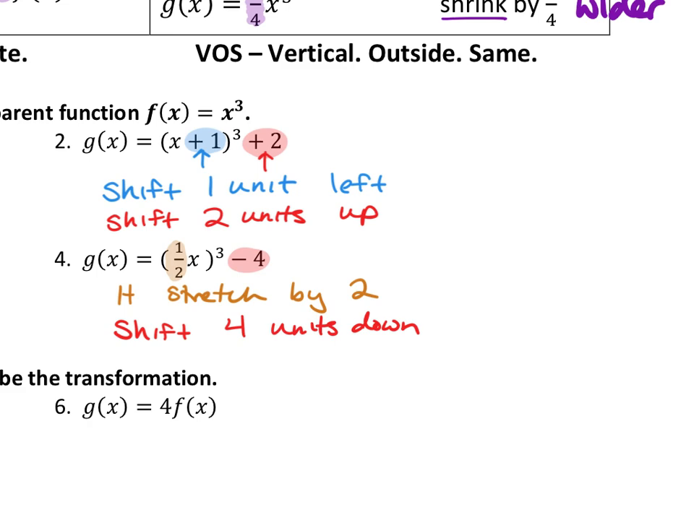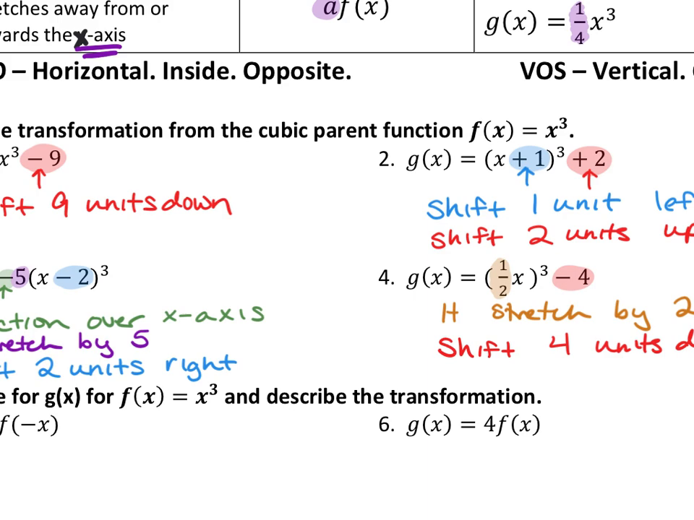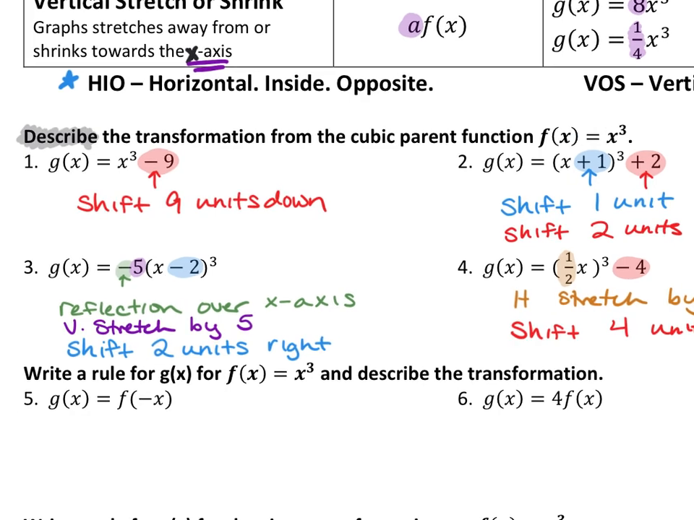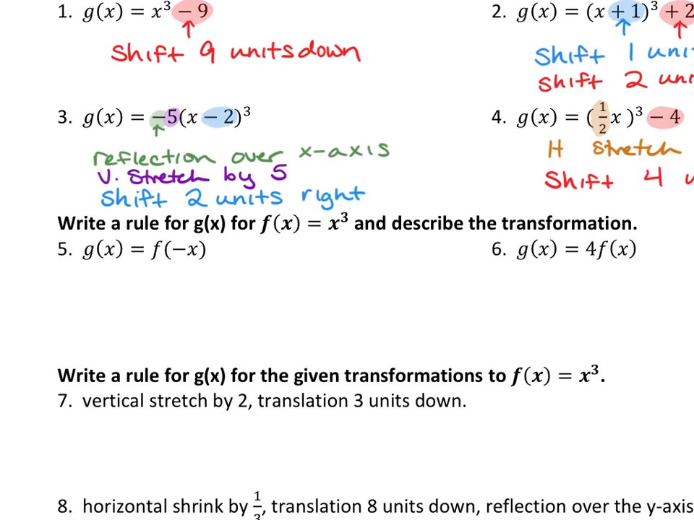Okay, cool. Now that is describing. So when we were describing, all we did was locate the changes or the numbers in the formula and looked at the table for the words that go along with it. Do we feel like we can do that? Okay. The next two are going to ask you to write a rule. So this time we're actually going to be writing an equation.